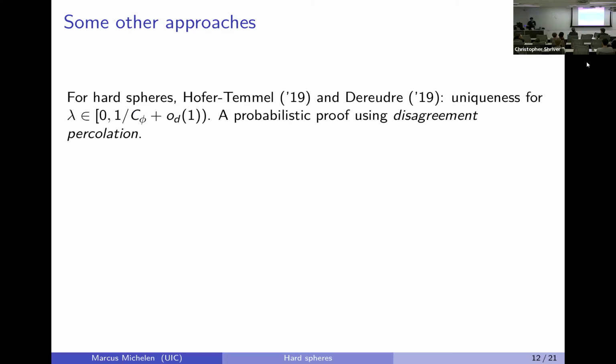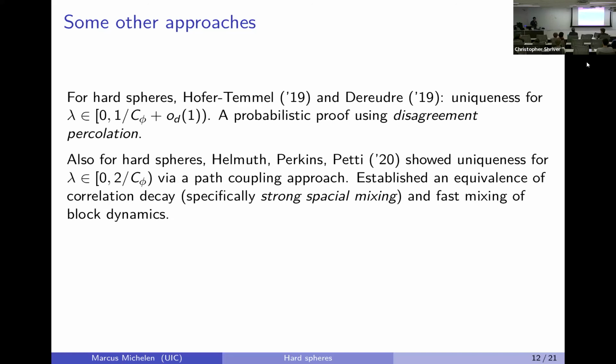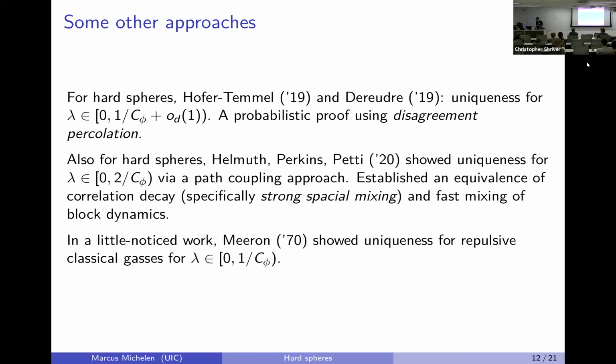So there are some other approaches. I didn't describe uniqueness, but this is uniqueness of infinite volume Gibbs measures. And Hofer-Temmel and de Ruyter prove uniqueness for 1 over C phi using a probabilistic argument known as disagreement percolation. Helmuth, Perkins, and Petti proved uniqueness using a path coupling approach for hard spheres. And there's this really lovely work by Michelen in the 70s who proved uniqueness for repulsive potentials up to 1 over C phi. So we can go up to here, by Michelen.